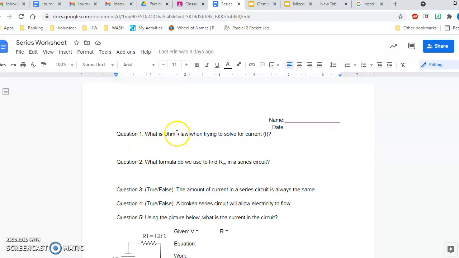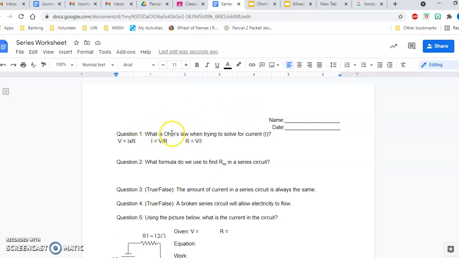We learned when we were learning Ohm's law that we had three different forms of this equation. We could have used V is equal to I times R. We could use I is equal to V divided by R. Or we could have used R is equal to V divided by I. So if we were trying to solve for voltage, we would use our first one. If we were trying to solve for current, we would use our second one. If we were trying to solve for resistance, we would use our last one.